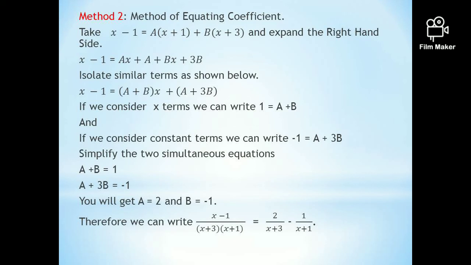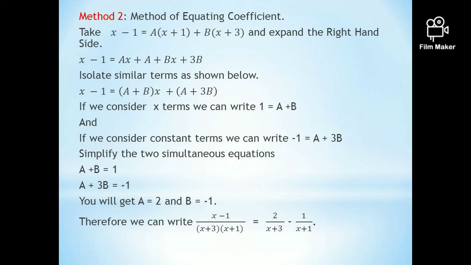Then if you consider the coefficients of x, you know what I mean by coefficients of x. That is the number in front of x. You can simply say 1 equals a plus b. How did this come? The number in front of x on the left hand side is 1, and on the right hand side is a plus b. With that, you get the first equation, 1 equals a plus b. Then for the constant terms, the constant term on the left hand side is minus 1, and on the right hand side is a plus 3b. Therefore, you can write minus 1 equals a plus 3b.